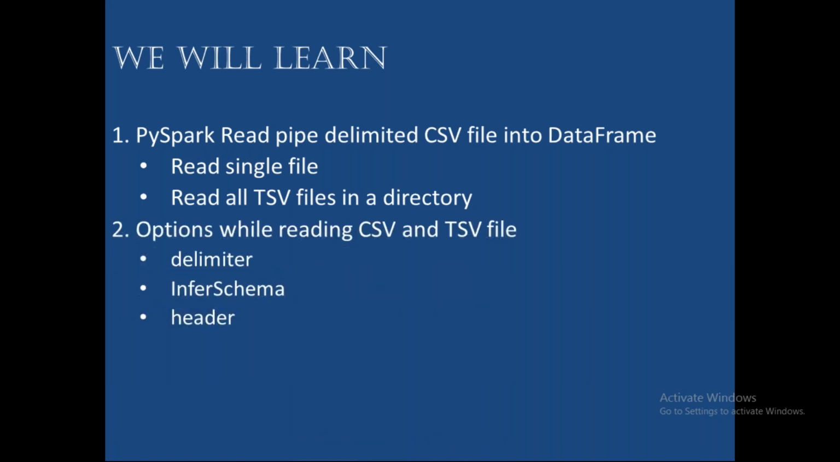Next, we will see different options while reading CSV or TSV. CSV means comma separated values and TSV is nothing but tab separated values. If we use pipe, it is not called a pipe separated value, but you can call it a pipe delimited CSV file. Whatever type of file you are trying to read, whenever you are reading CSV, TSV, or pipe delimited CSV files, these three options are very important.